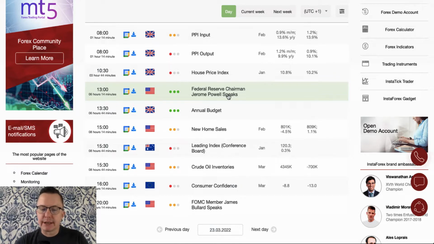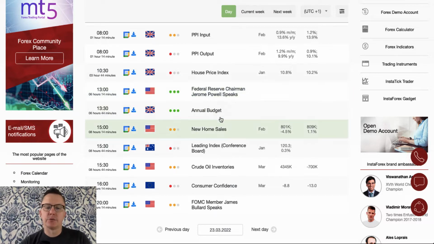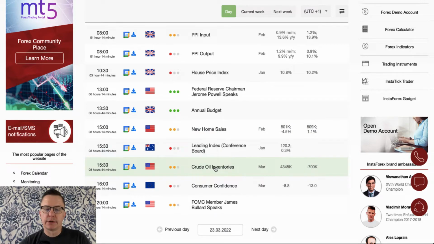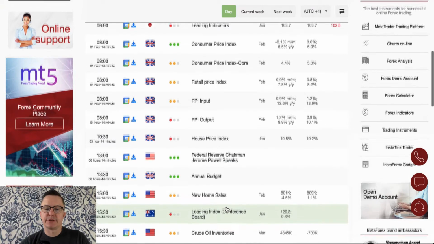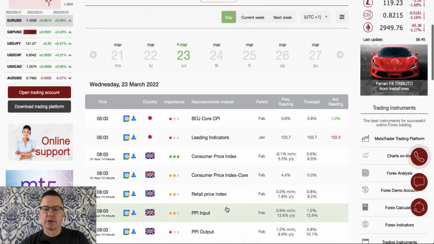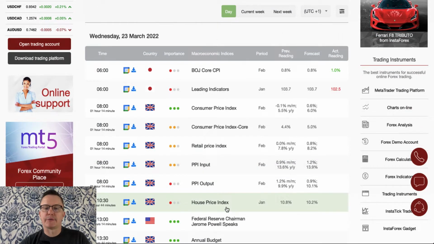And then the other data from the US, like new home sales and then crude oil inventories for all of you crude oil traders. At the end of the day, we got the FOMC member James Bullard speech scheduled for release at 8 p.m. So pretty much an interesting day today, especially for all of you who are trading the British pound.